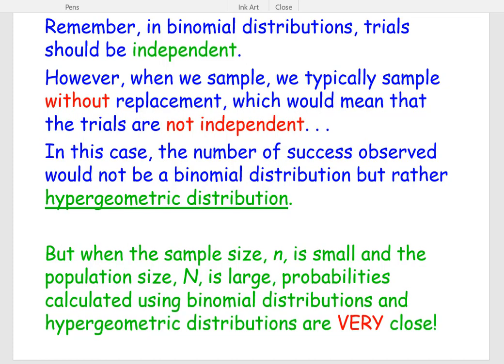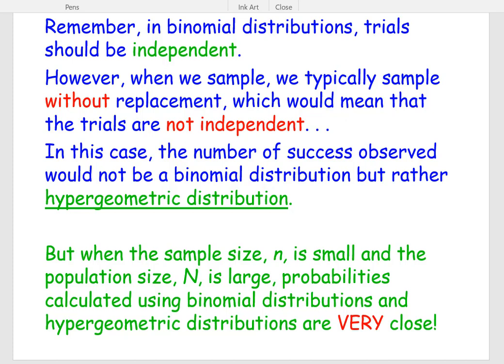So remember, in binomial distributions, trials should be independent. So the result of one trial should never have any effect on the possibility of the results of the next trial. However, when we sample, we typically sample without replacement. So like we said, taking the cards out of the deck. We didn't put the first card back before we draw the second card. That's without replacement. That affected the probabilities. So trials are typically not independent.